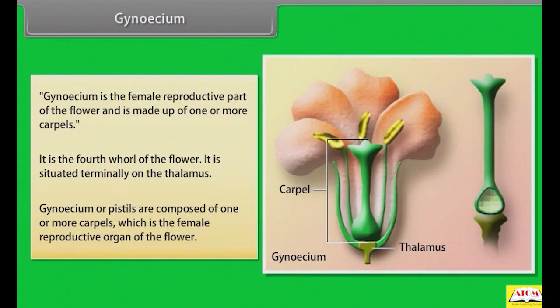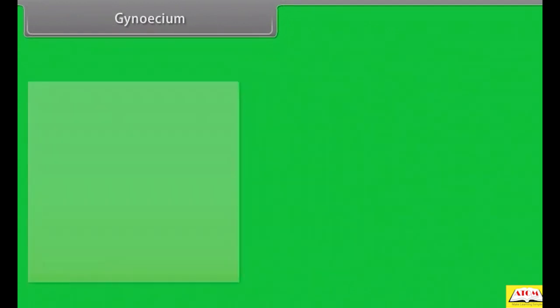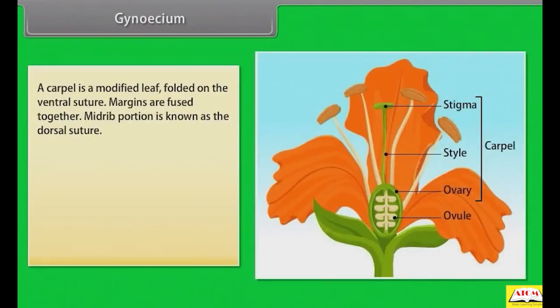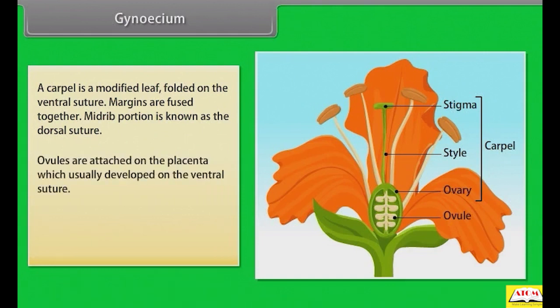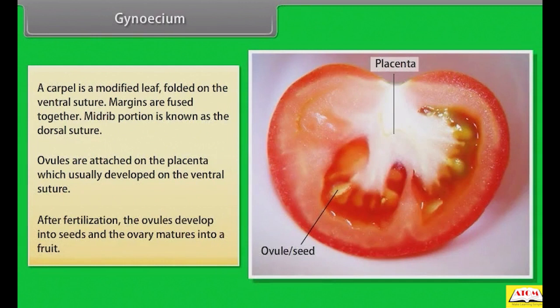Gynoecium or pistil is composed of 1 or more carpels, the female reproductive organ of the flower. A carpel is a modified leaf folded on the ventral suture. Margins are fused together. The midrib portion is known as the dorsal suture. Ovules are attached on the placenta, which usually develops on the ventral suture. After fertilization, the ovules develop into seeds and the ovary matures into a fruit.